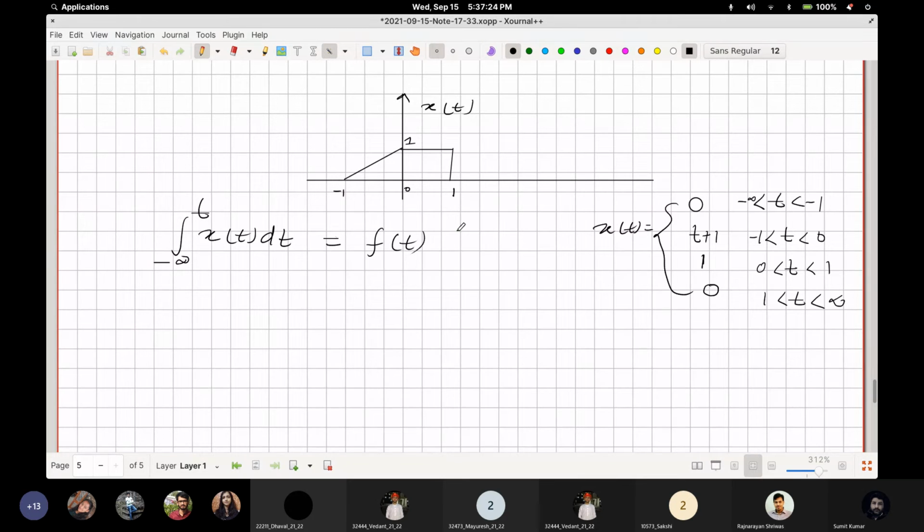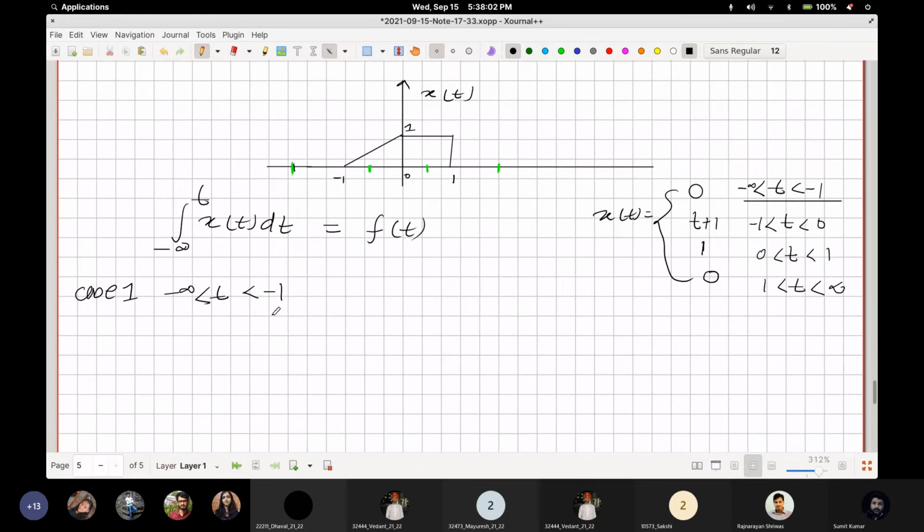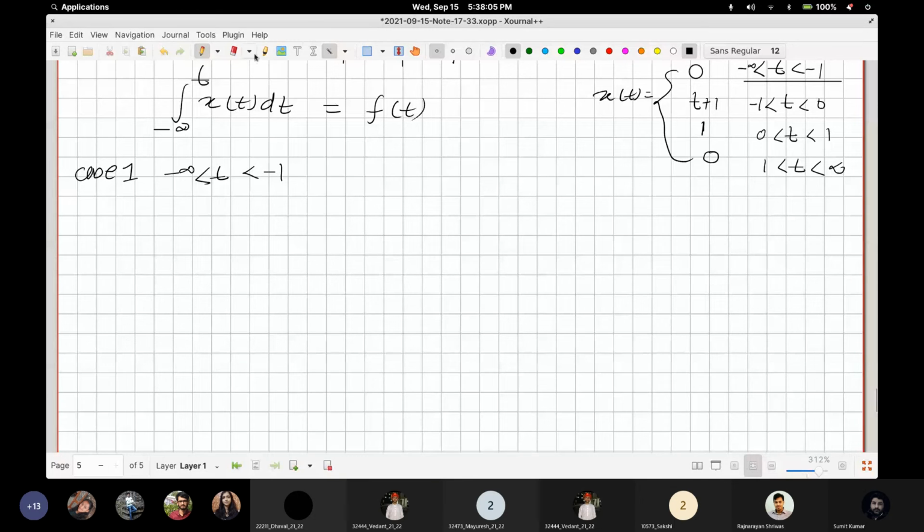Okay, so as you can see, since it is defined in different pieces, when you are integrating, t can be in this range, it can be here, or here, or here, isn't it? So what will happen, let's do this case-wise only. So case 1, when t is between minus infinity to minus 1, what will happen in that case?